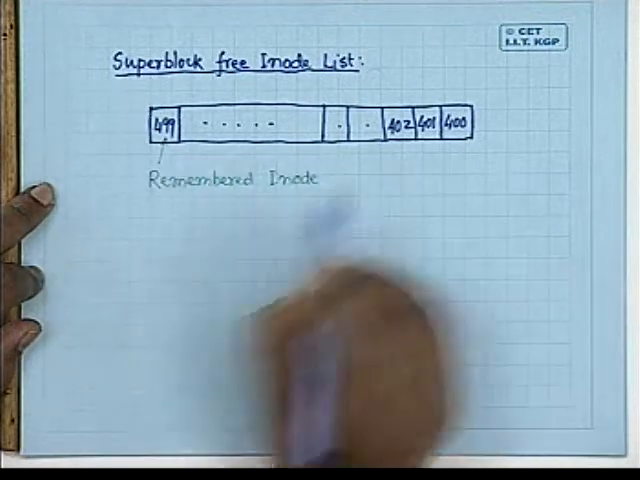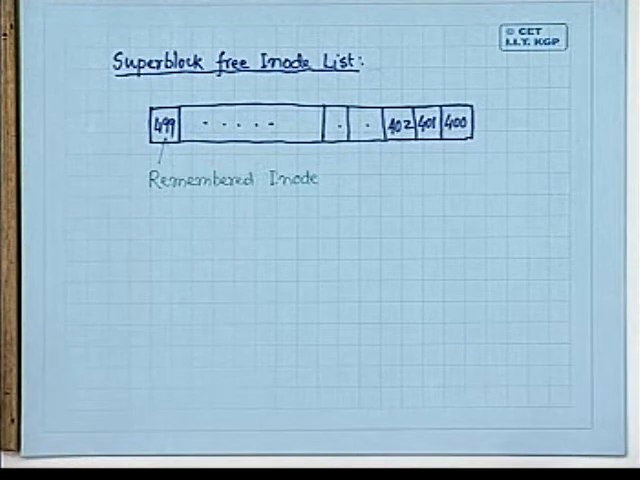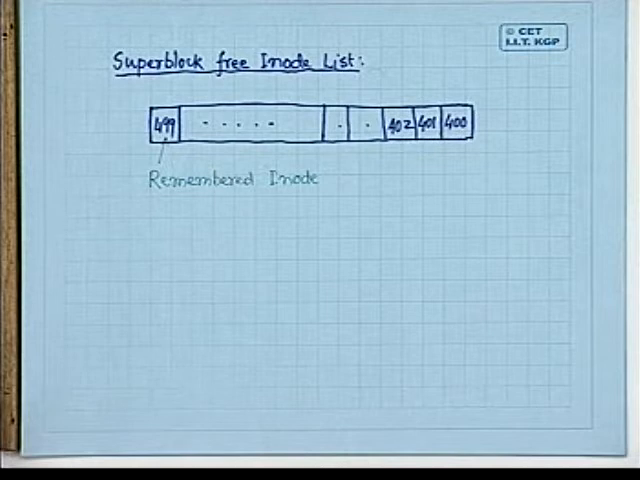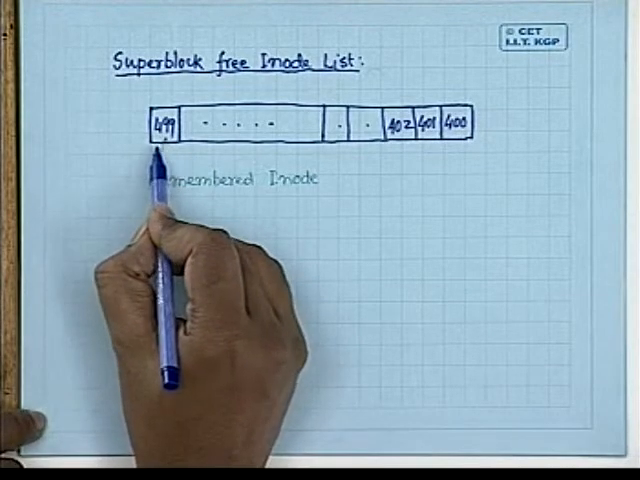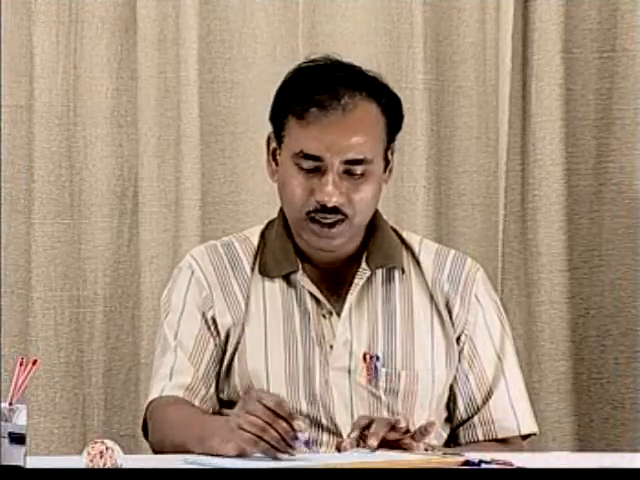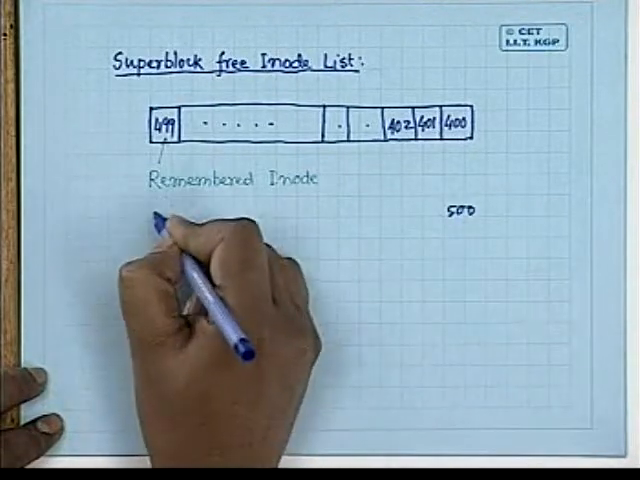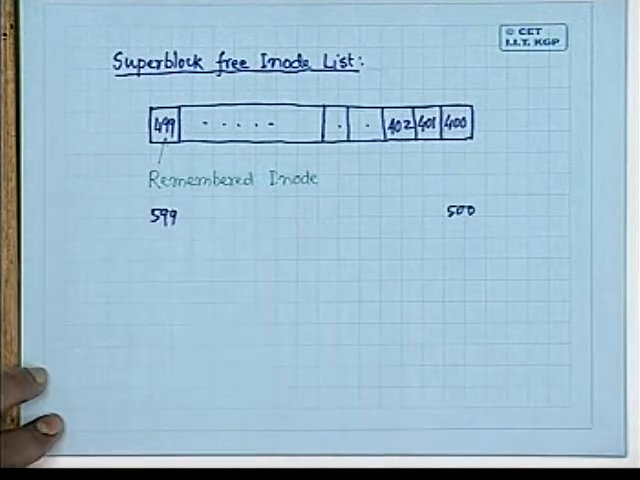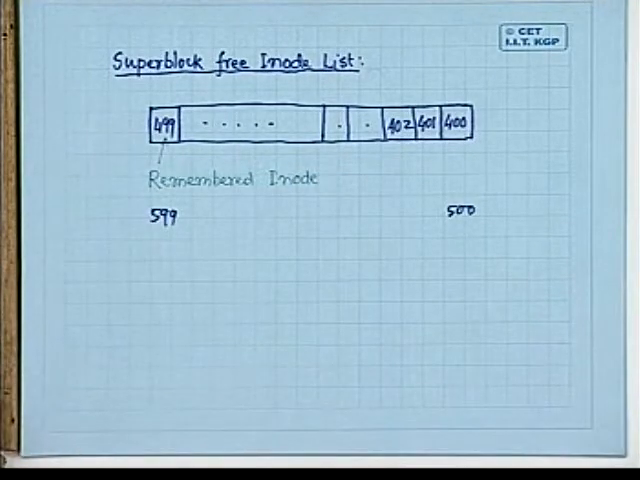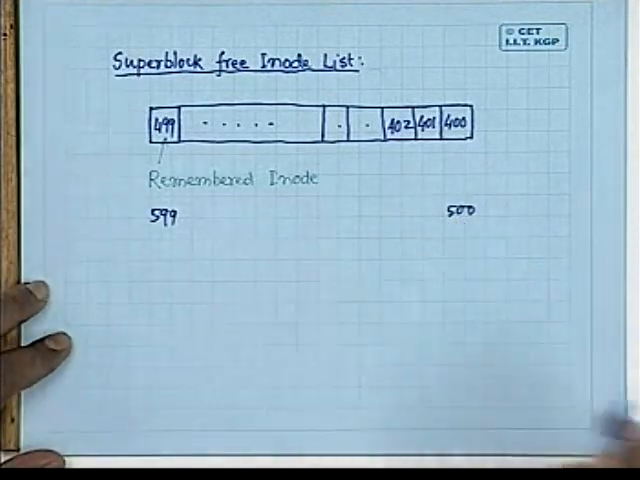So whenever this becomes empty, what the kernel will do, it will read the next 100 inodes and fill up this superblock free inode list. Okay. So assuming that all other inodes from 500 onwards, they are all free, they are unallocated. So 100 inodes from 500 till 599, these inodes will fill up the superblock free inode list. And after filling up the superblock free inode list, this inode number 500 will be given to the requesting process.